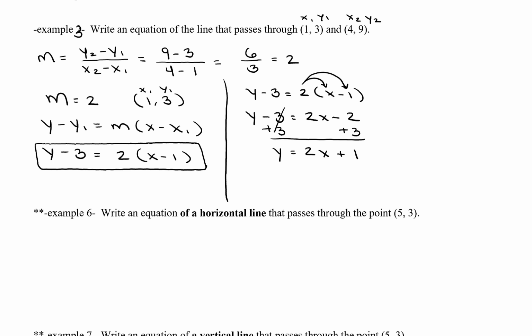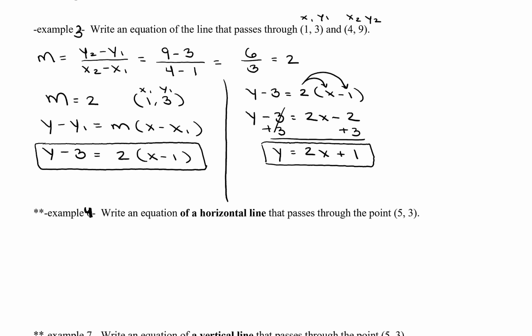So here it says example 6, but this is really example 4. Example 4, and I've gone ahead and I wrote over the 6, I wrote the number 4. Write an equation of a horizontal line that passes through the point 5, 3. I'm going to go ahead and draw pictures of this.